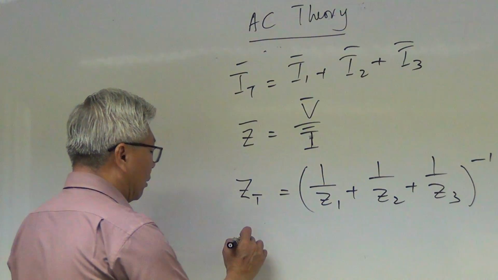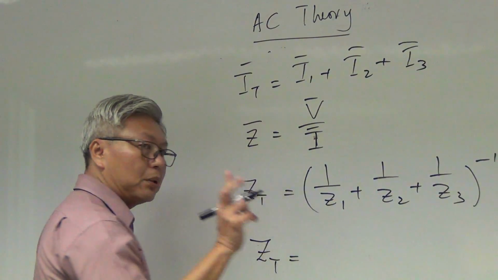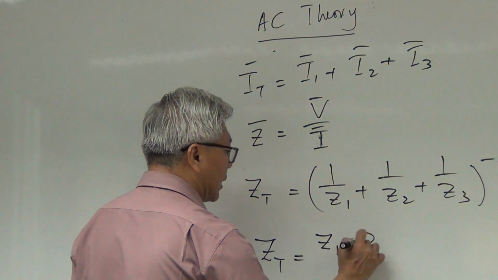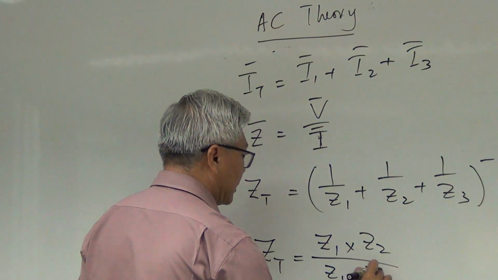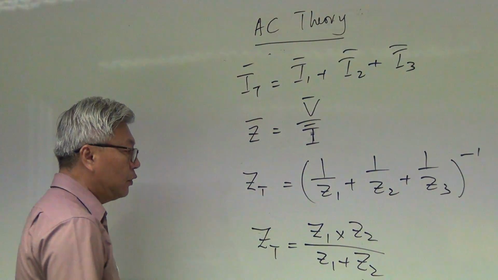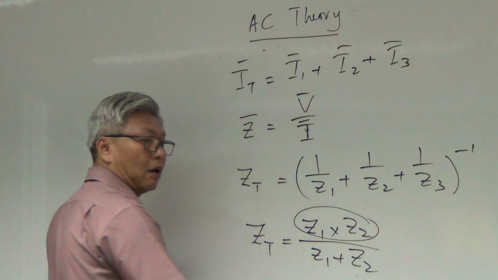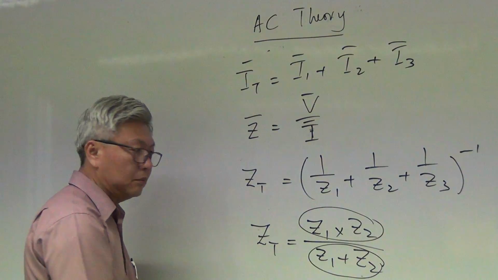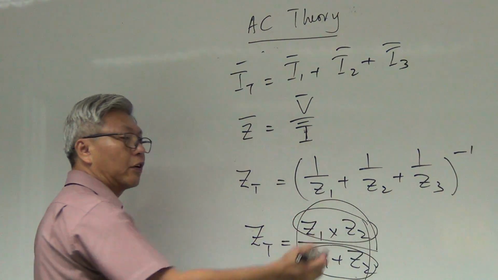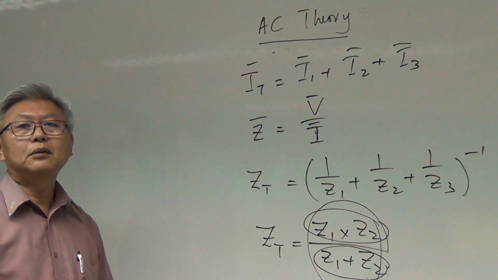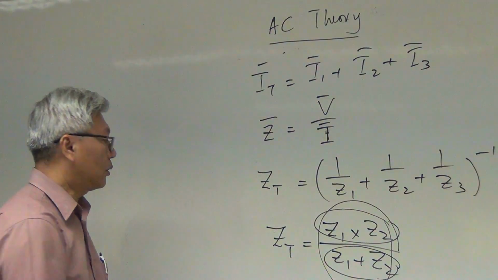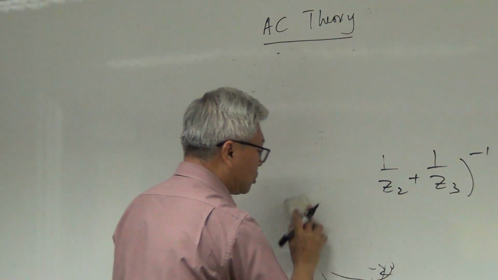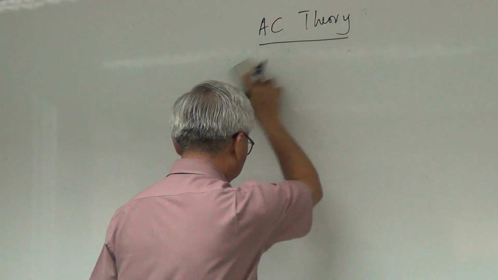Right? How about when I want to find the total impedance of two impedances in parallel? The shortcut is this: Z1 times Z2 over Z1 plus Z2. Right? Now, if you want to do this, these two in polar form, then the sum in rectangular form, when you do the overall, polar form again. Get it? So that is the usefulness of the complex number. You must know how to use your complex number effectively.